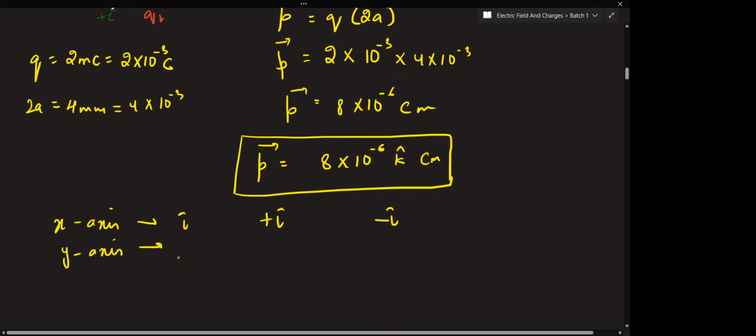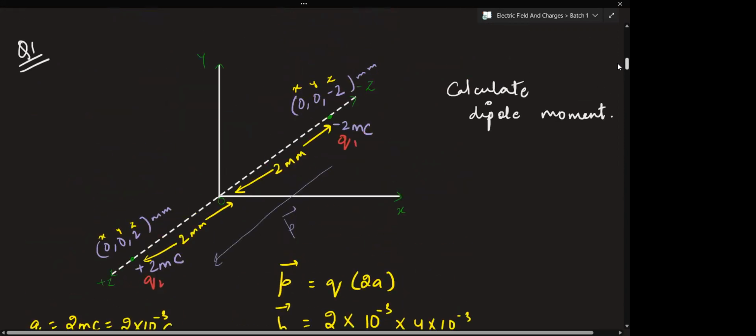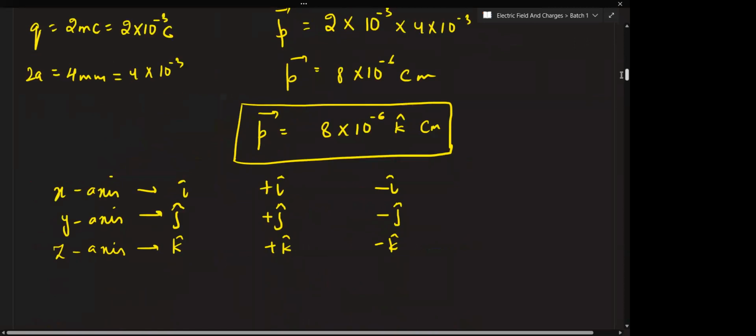Similarly, for the y-axis, we use J cap, J with this arrow. For positive y-axis you have plus J cap, and for negative y-axis, minus J cap. Similarly, for the z-axis, we have K cap. Positive K cap is for positive z-axis and negative K cap is for negative z-axis. In this question, the direction of dipole is from the negative charge to the positive charge. This was our negative z-axis, this is the positive z-axis. So for positive z-axis we have plus K cap, which is why we have written this K cap. Is it clear now?